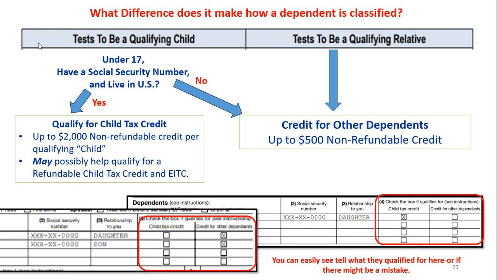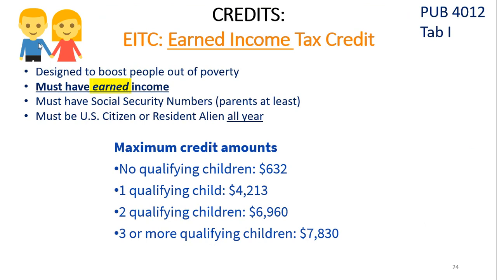And you can see what the dependent qualifies for right there on the very front part of the 1040. The little boxes show you what they qualify for. And this is also kind of a good thing. If you have the 8-year-old child who has a social security number and the box for credit for other dependent is checked, you might want to go back and see if you made a mistake. So it's a good way just to kind of check for some quick errors.